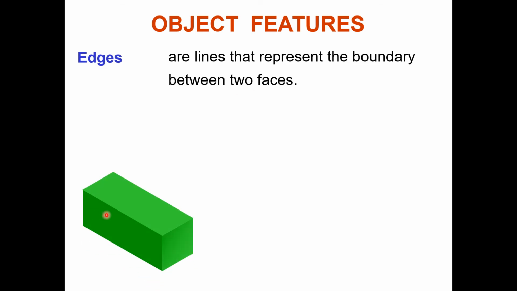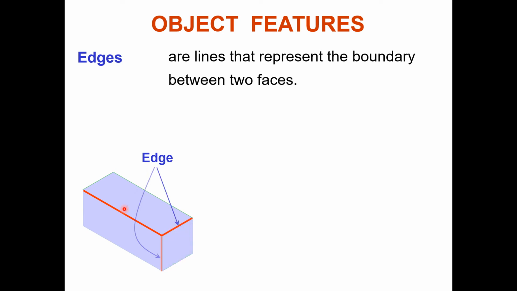Here is a brick. This face and this face are touching, cutting, or joining at one line, that is an edge, formed by two faces. Similarly here, this is an edge, this is an edge. This face and this face forming this line, that is an edge. Similarly this one, these are edges.